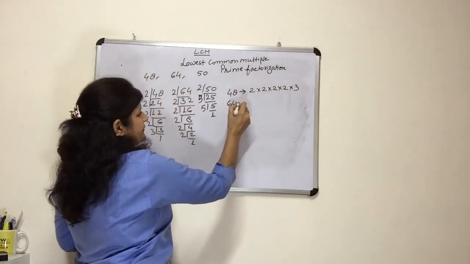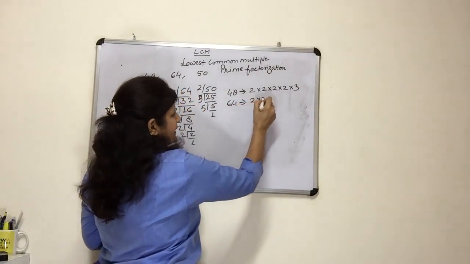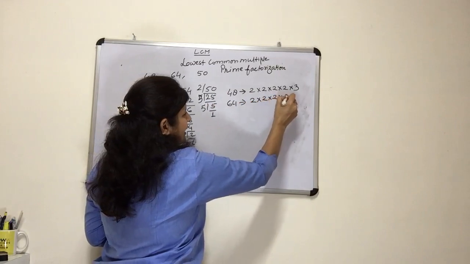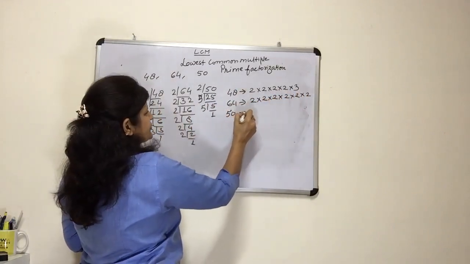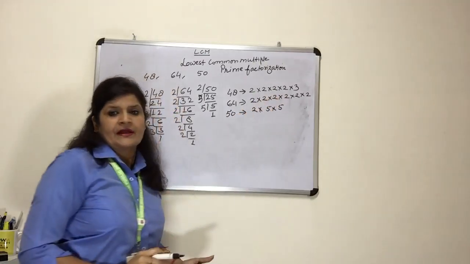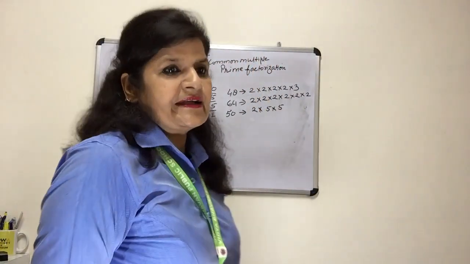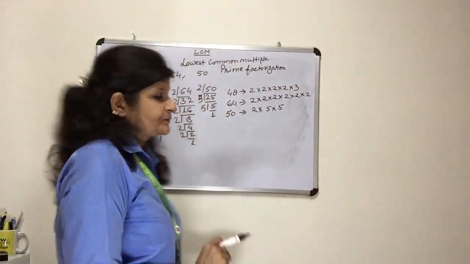Now 64 we can write as 2 times 2 six times, 1 2 3 4 5 and 6. Here it is 50, so we can write 2 times 5 times 5. Now we are just going to find out the LCM. For the LCM of 48, 64 and 50, we will find out the common factors.